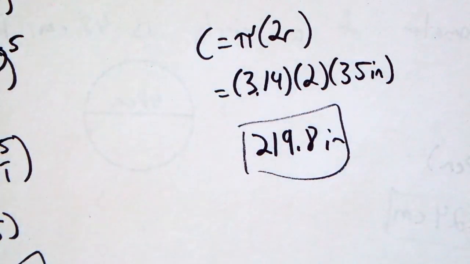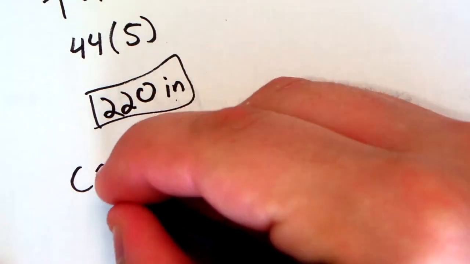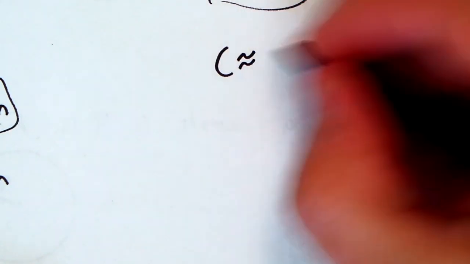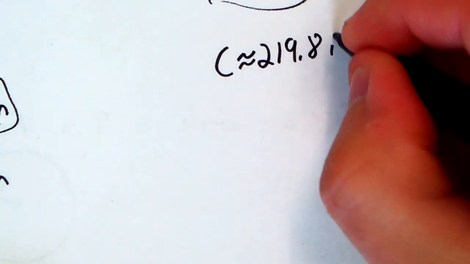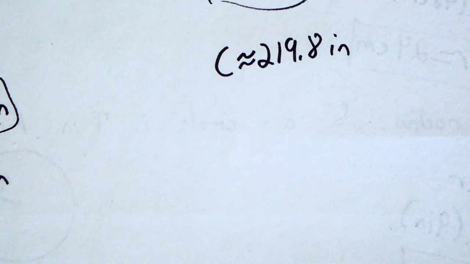Now, because both of these are using an approximation for pi, both answers are going to be acceptable. The only thing is, because these are approximations for pi, the way that we have to write this is C is about 220 inches. Or, in this case, C is about 219.8 inches. The reason we have to do that, again, is because 3.14 and the fraction 22/7 are both approximations for pi. All right, so that is the end of lesson 1. If you have any questions, please let me know.